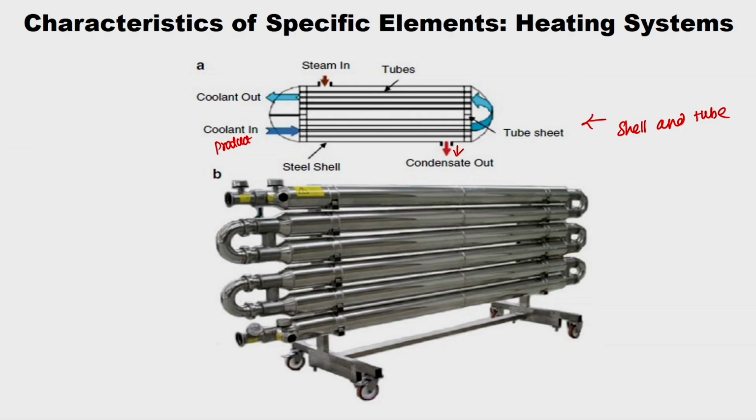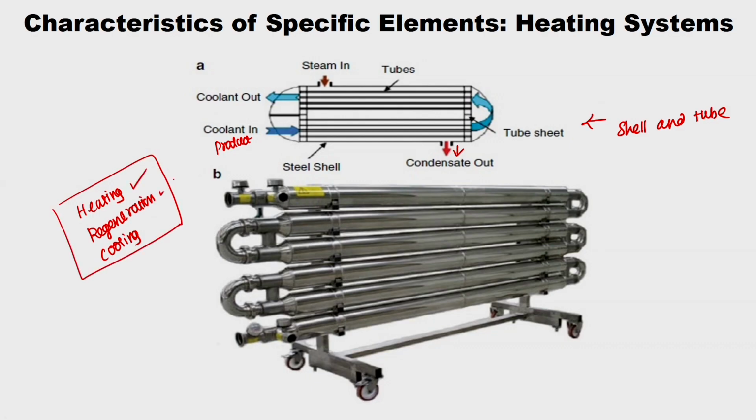So remember, the same heat exchangers can be used in the heating section, regeneration section, as well as the cooling section, right? So based on the requirement, you can choose any one of the heat exchangers to perform the duty of heating, regeneration or cooling, right? So the coolant in here is your product, and your steam is fed if you are using this for heating, right? The product goes in and out through the tubes, and steam is fed in the shell side.